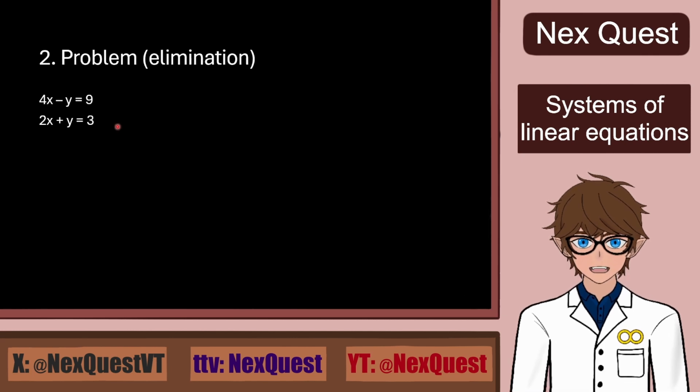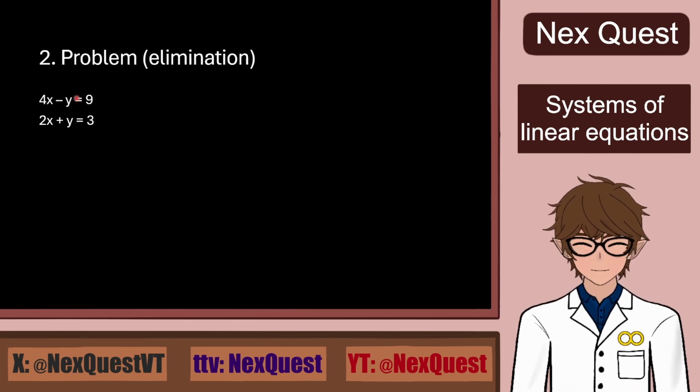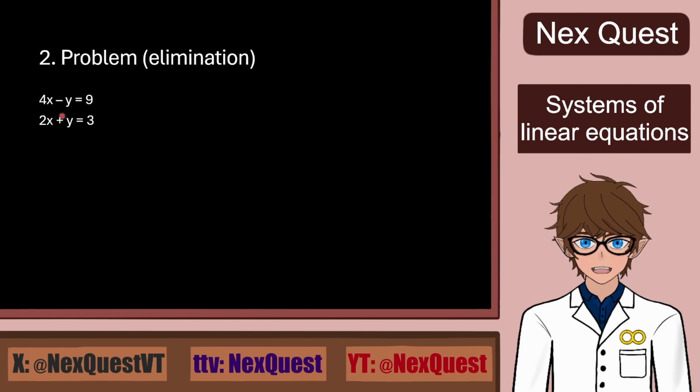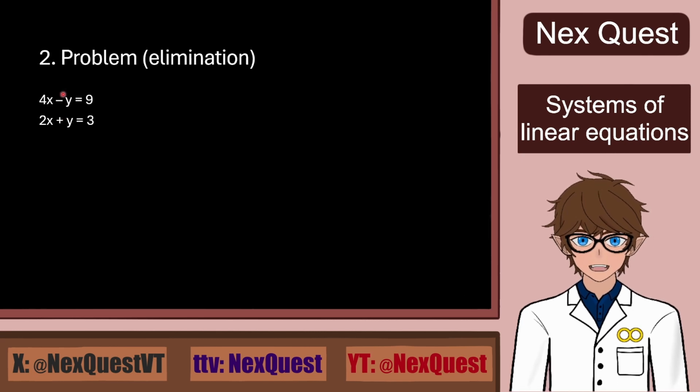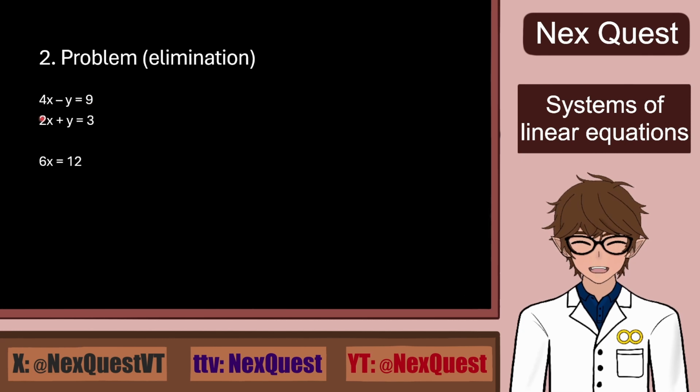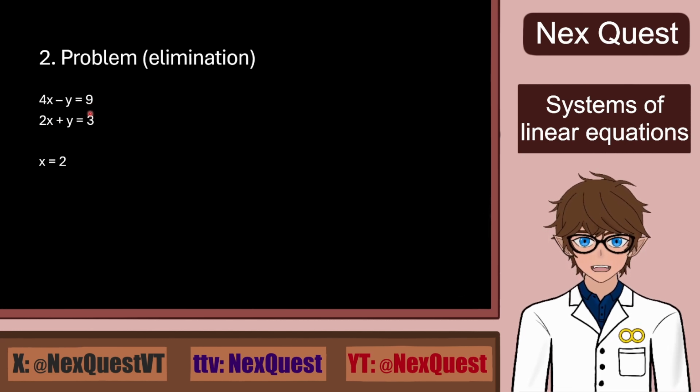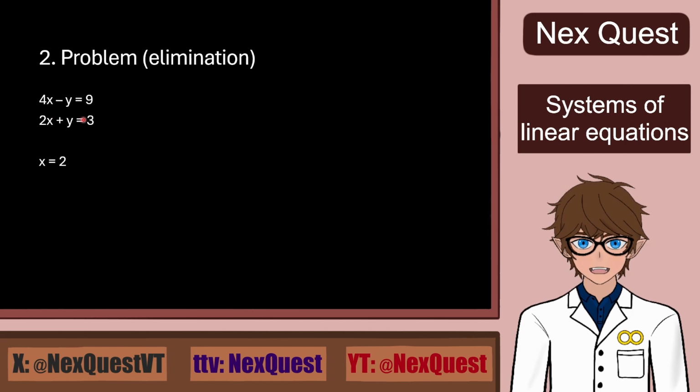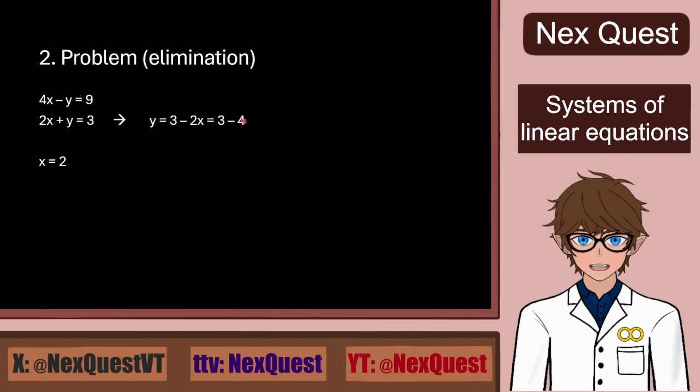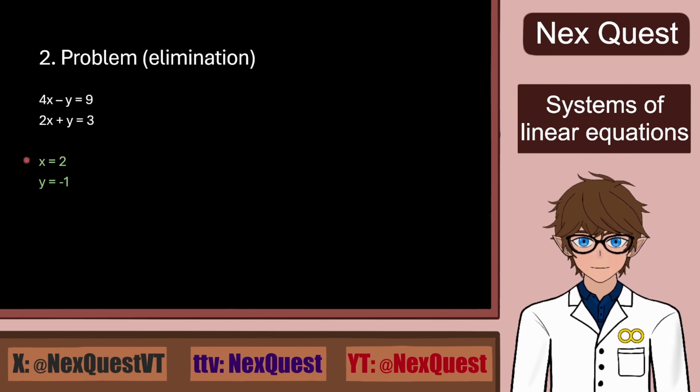Problem number 2 was to be solved by elimination, and we already have the y terms, one negative, one positive, so we can just add these two together, which gives us 6x = 12. Divide by 6, x is 2. We keep y on the left, we subtract 2x on both sides, we get y = 3 - 2x. 2 times 2 is 4, so 3 - 4 is -1. The solution is x = 2 and y = -1.